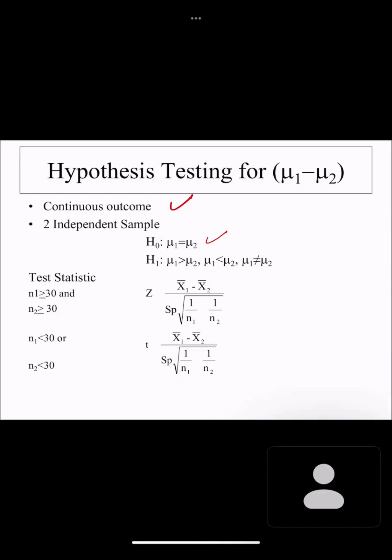H1 can be mu1 greater than mu2, could be mu1 less than mu2, or could be mu1 different than mu2. This we call two-sided, and this is one-sided, okay? And how do we decide whether it's one-sided or two-sided? Anyone? Based off of the question, right?